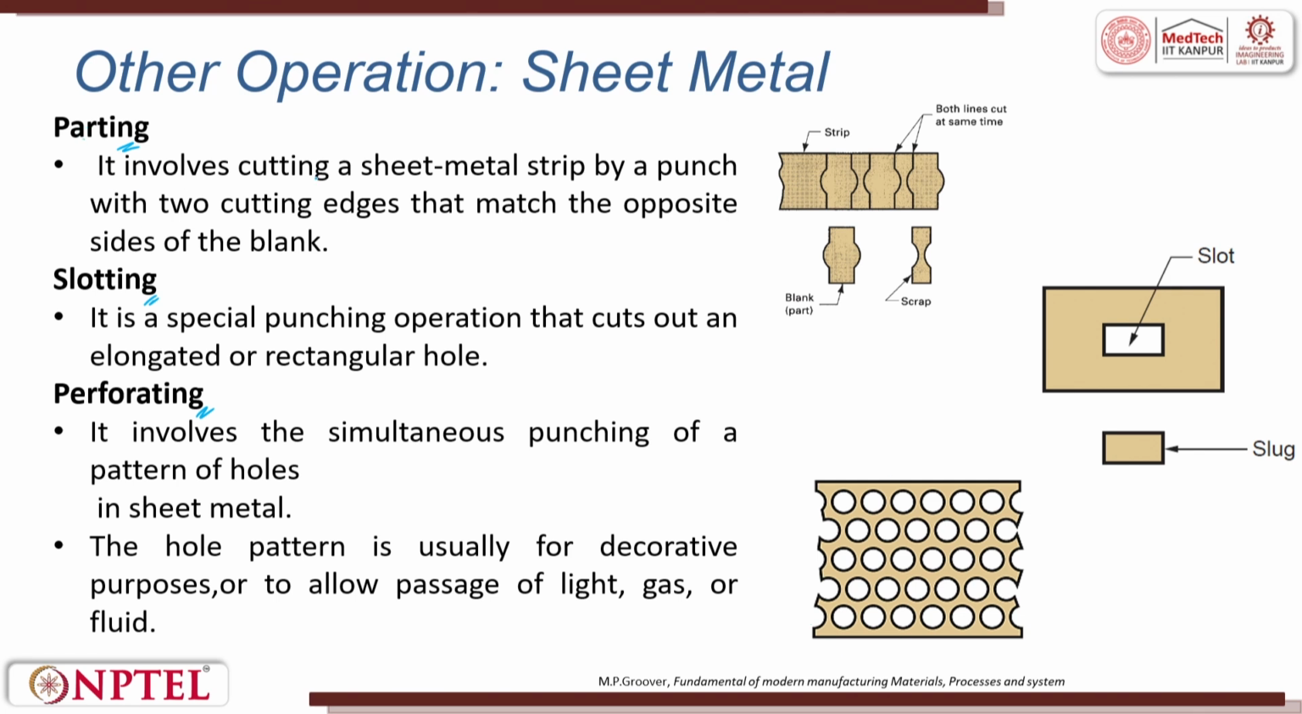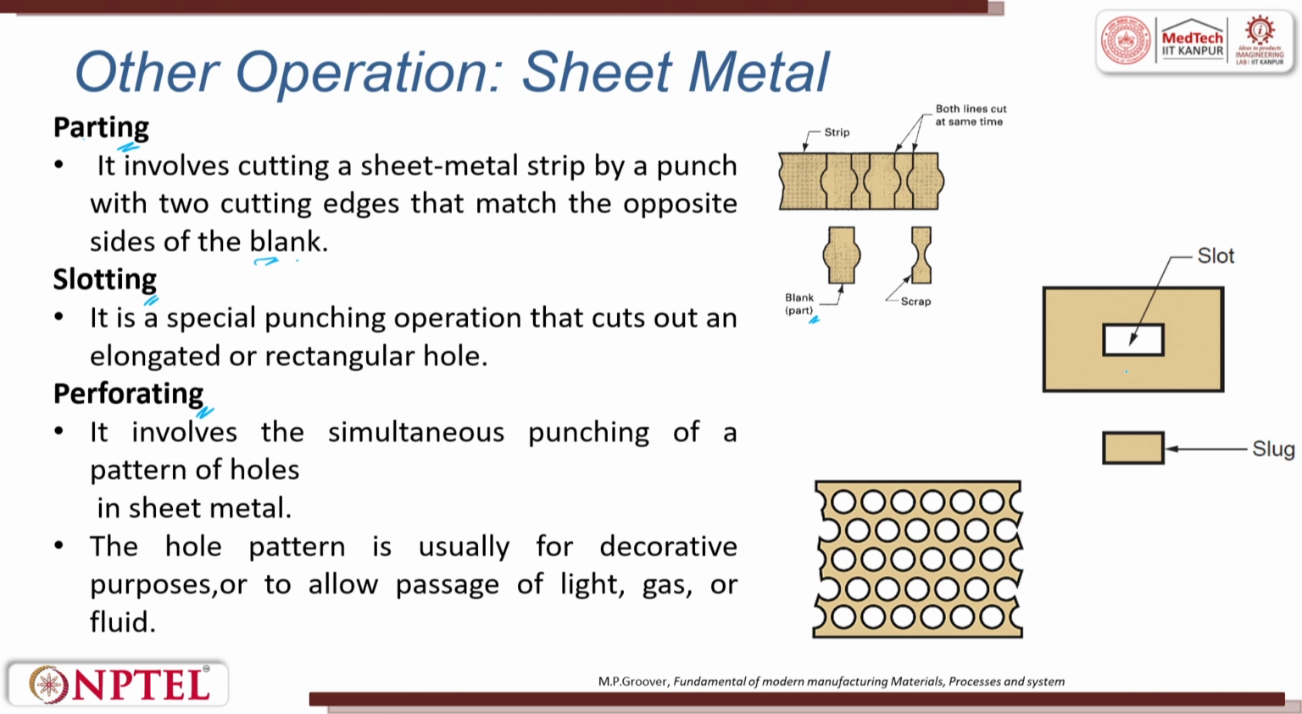Parting operation involves cutting a sheet metal strip by a punch with two cutting edges that match the opposite sides of a blank. This is called the parting operation. So, you have a blank, this is a scrap.